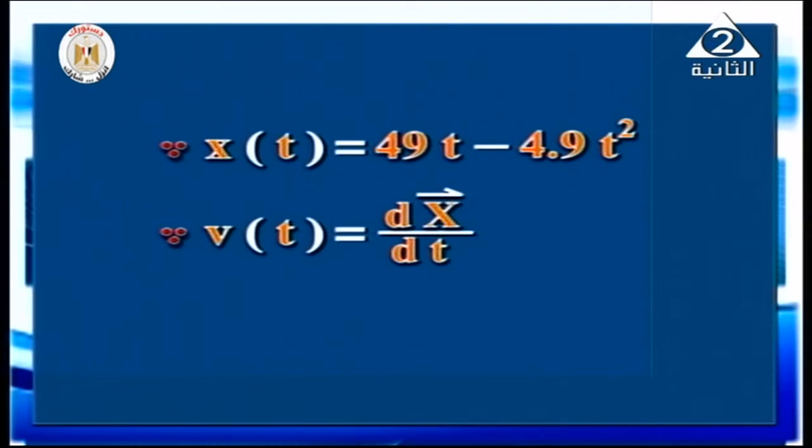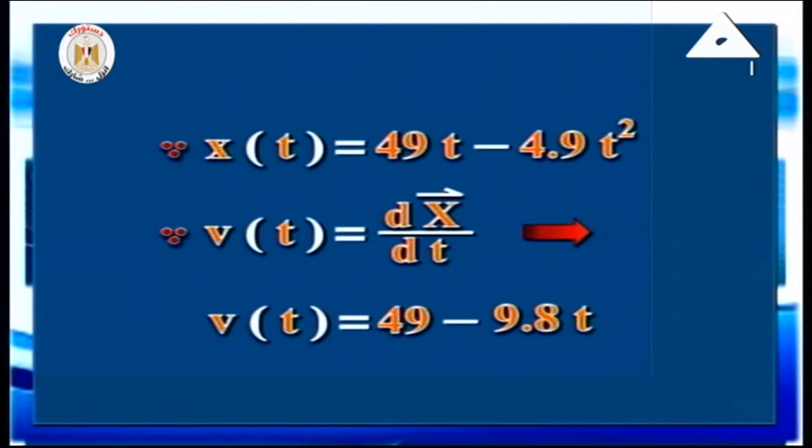We have x as a function of t. What is the velocity? v equals dx over dt. By using the derivative with respect to time t, v(t) equals 49 minus 9.8t.